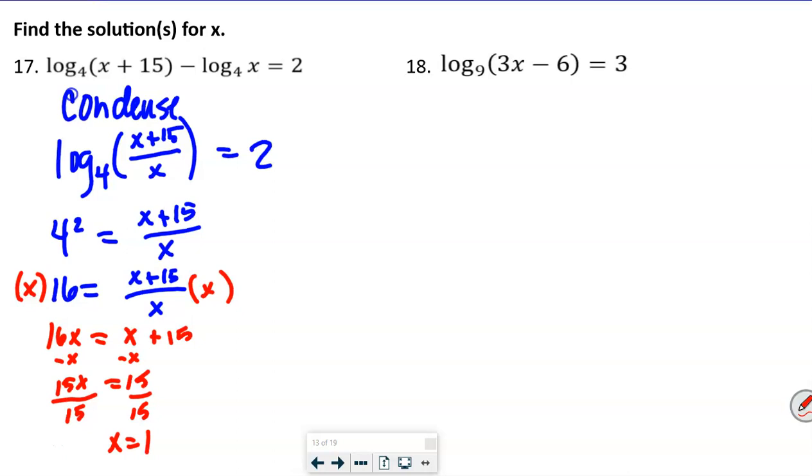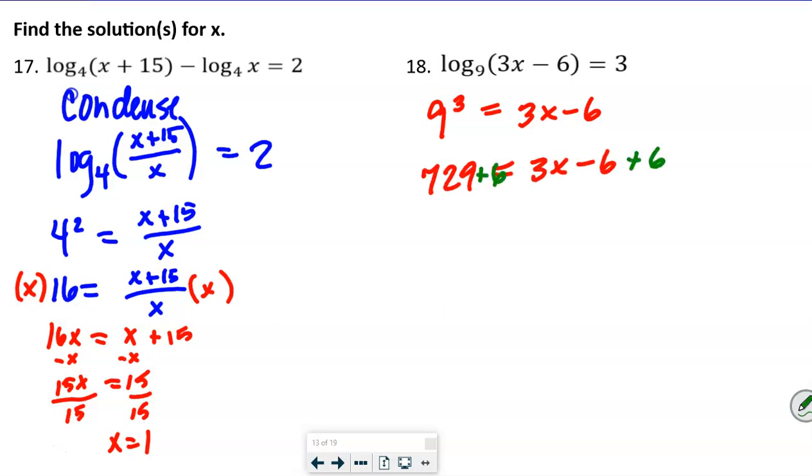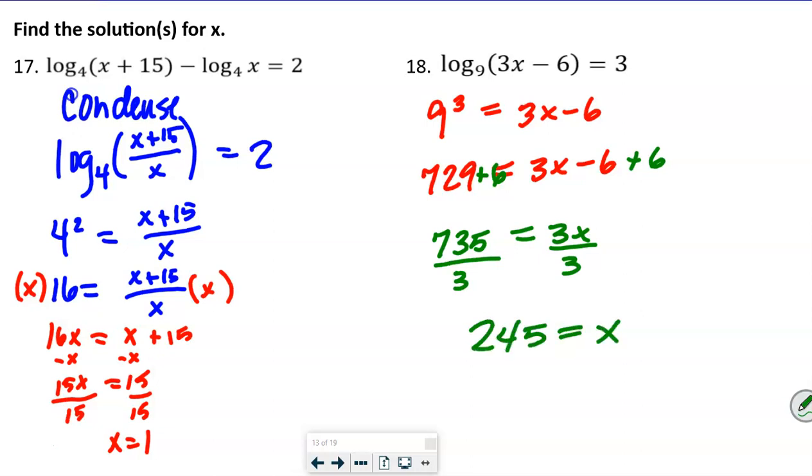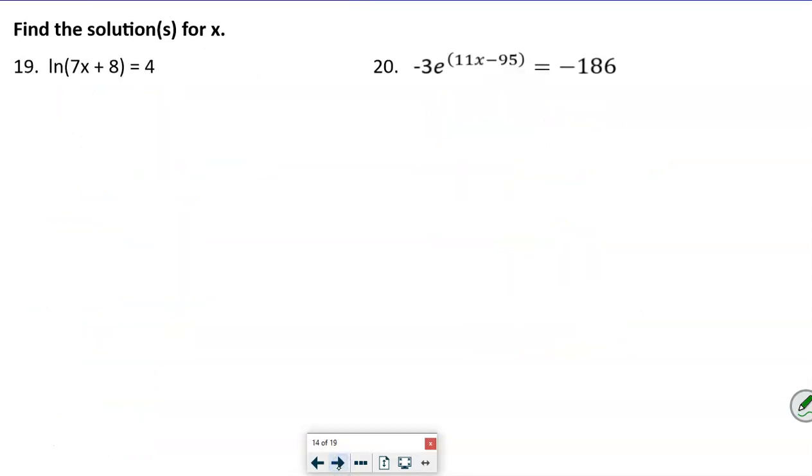All right, so this next one, we're going to take the base and take it to the exponential and set that equal to 3x minus 6. This one's pretty easy, actually. So this one's 729 equals 3x minus 6. Going to add 6 to both sides. So that's going to be 735 equals 3x. Divide both sides by 3. Remember to check these guys to make sure that you have no extraneous solution. But normally, if it's a log, the only way you're going to get one is if it's negative, okay?